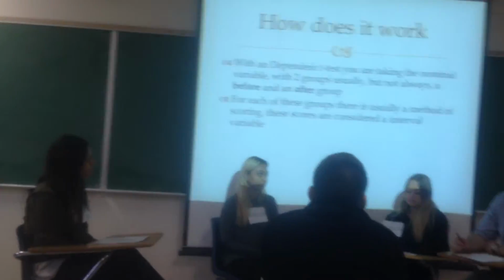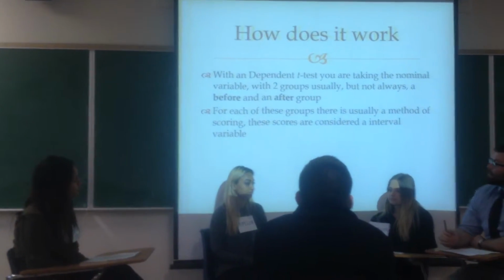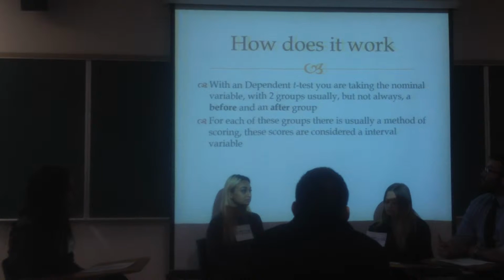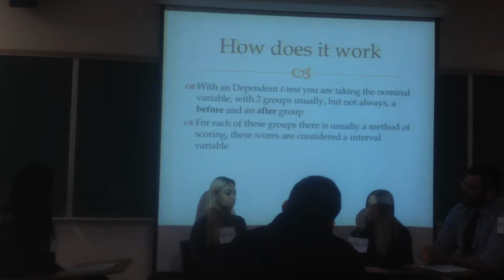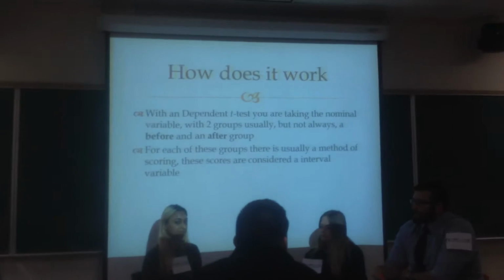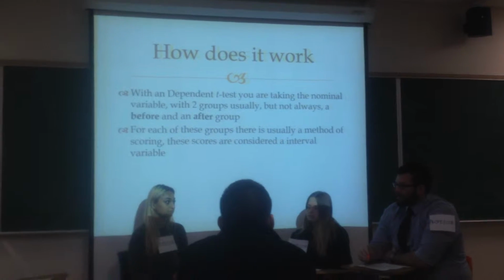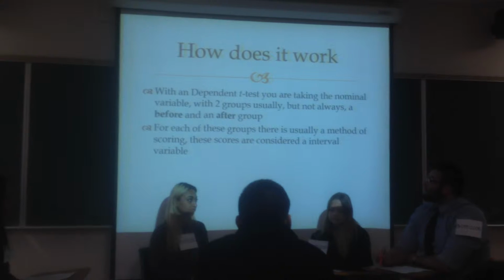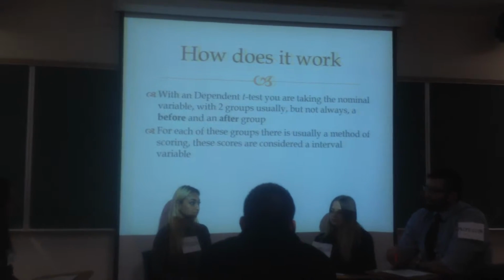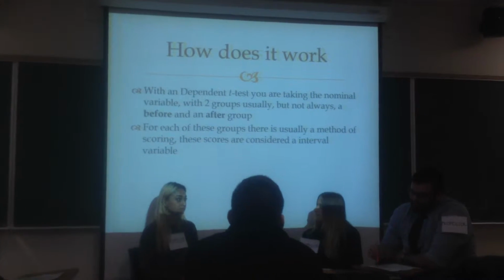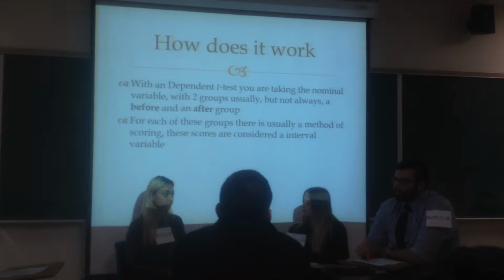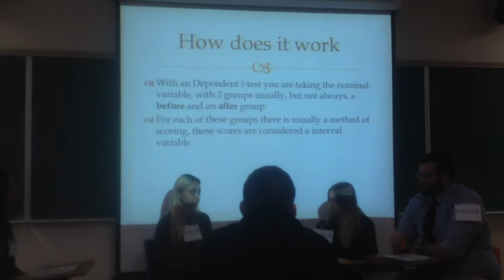With a dependent t-test, we're taking the nominal variable with two groups, usually, but not always, the before and after group. And occasionally they'll have situations where they're under different names. For each of these groups, there's usually a method of scoring. These scores are considered an interval variable. For the purpose of this study, it's a scale of 1 to 10 on their interest level of the class before and after.